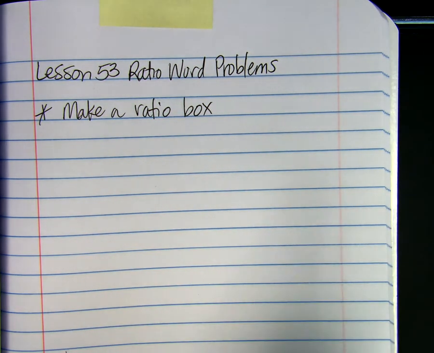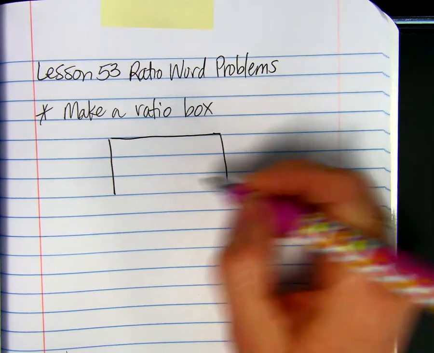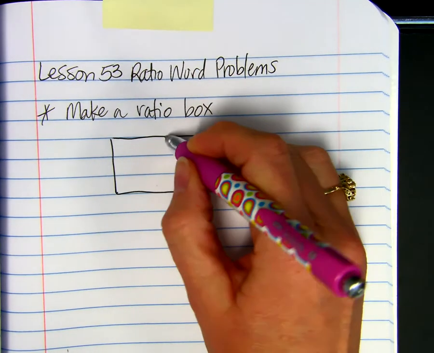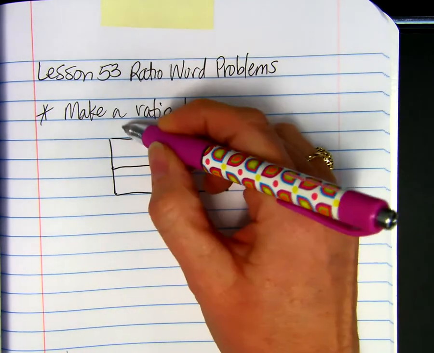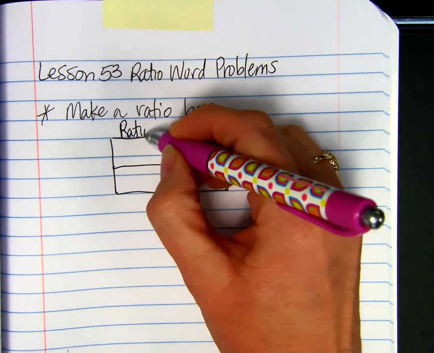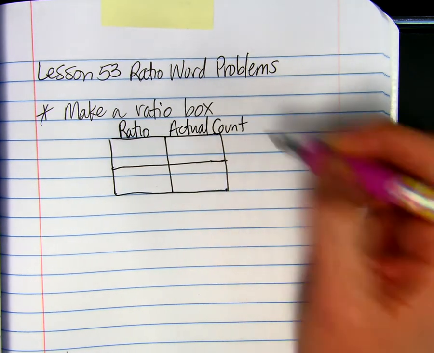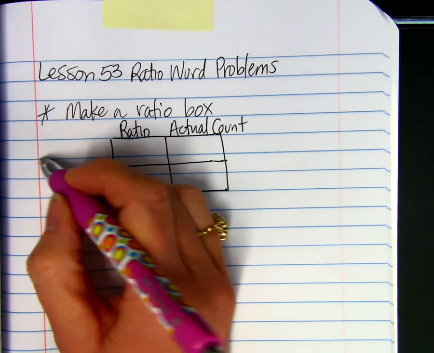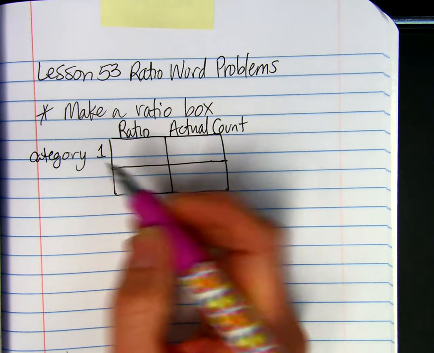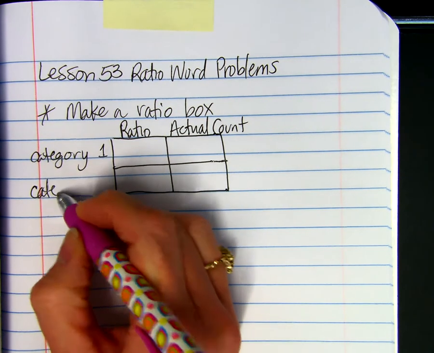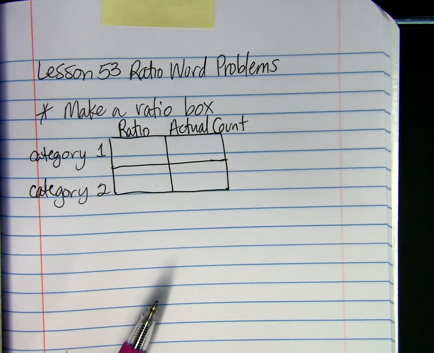So this is what a ratio box looks like. It's just a rectangle divided in 4. And we have ratio above the first column, actual count above the second column, category 1. Whatever we're talking about, that category goes there, and category 2 goes here in this row.